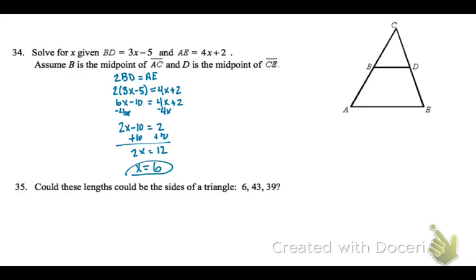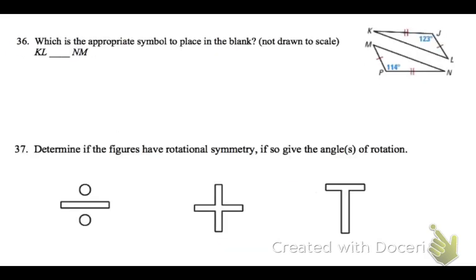Okay. On 35, they ask if the lengths could create a triangle, so you have to take the two shorter lengths, which are 6 and 39, and they equal 45, which is greater than our longest side there, so therefore we can create a triangle. On 36, we know that the two side lengths are the same, so MP and JL, and the side length PN and KL, and since KL is across from J, which is bigger than P, that means the length of KL is going to be greater than the length of NM.